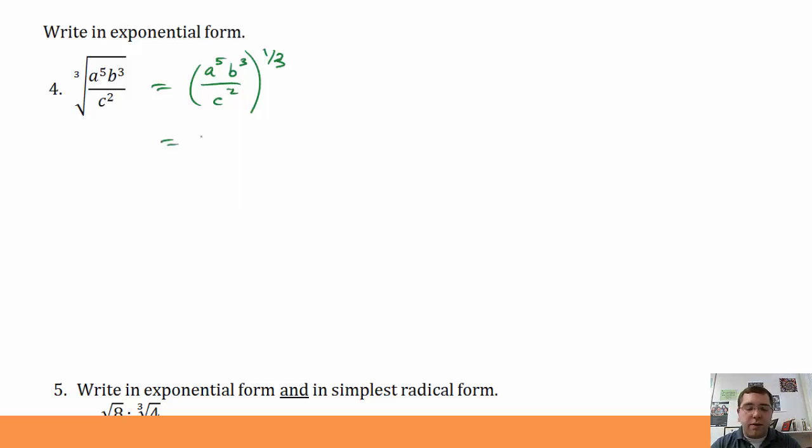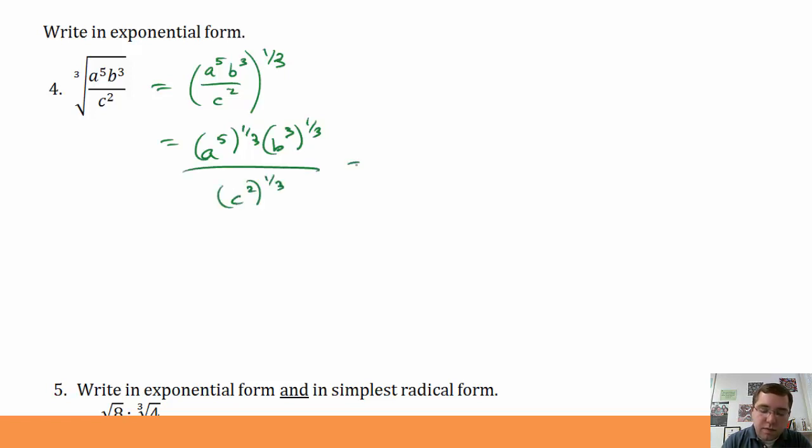I can then take that 1/3 power, and I can apply it to everything on the inside because everything is multiplied and divided. Remember, if there's any addition and subtraction going on there, I cannot apply it. But I can if everything is multiplied and divided. So this is a to the 5th to the 1/3, b to the 3rd to the 1/3, over c squared to the 1/3. A to the 5th to the 1/3 is a to the 5/3 power. B to the 3rd to the 1/3 is b to the 3 times 1/3, which is 1, so b. And then c squared to the 1/3 is c to the 2/3 power.